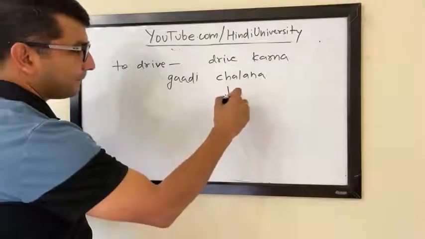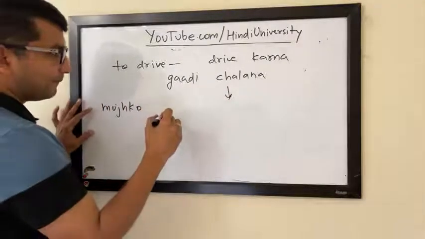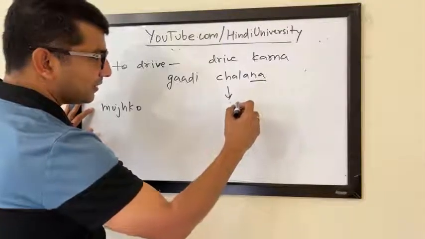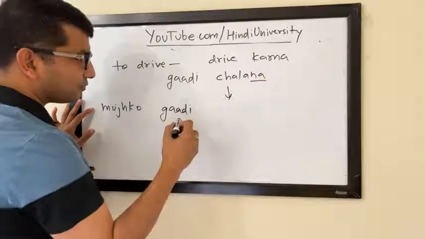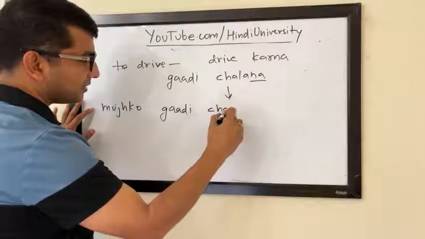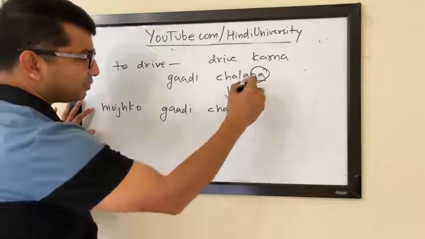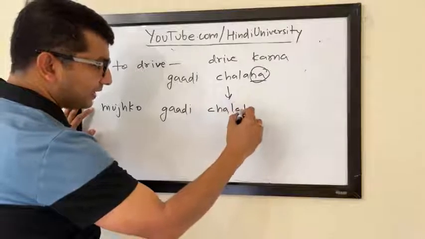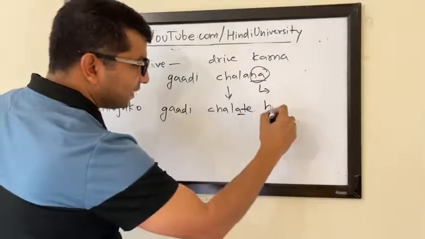So it would be मुझको गाड़ी चलाते हुए. Okay, mujhko. What is the verb? The gaadi chalana, and it becomes chalate hue. Do you think they will have the end sound, or will you simply have mujhko gaadi chalate, right? Chalana becomes chala, te, chalate. There is no end sound. Okay, so remove the na. So मुझे गाड़ी चलाते हुए.